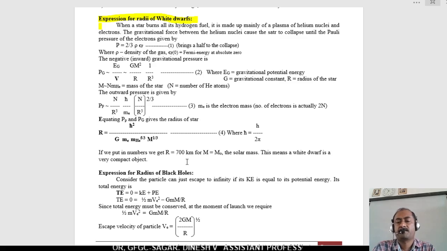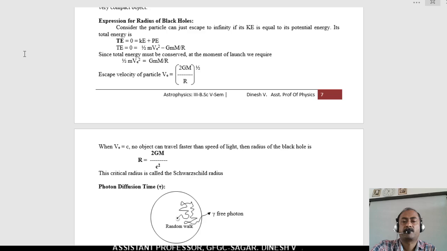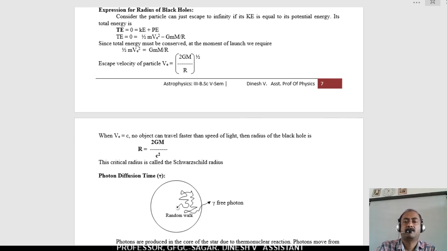Let us see the next expression, about the radius of a black hole. Here we consider the particle can just escape to infinity if its kinetic energy is equal to its potential energy. Then its total energy becomes kinetic energy in addition with potential energy. That means kinetic energy plus potential energy is equal to total energy.